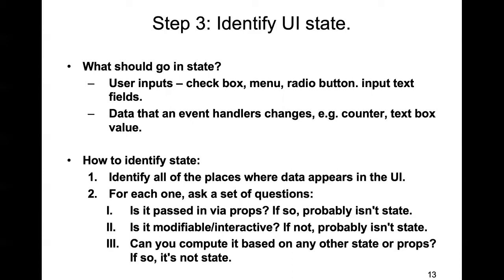The second question is the really useful one, I think. Is the particular data item that you've identified on the UI modifiable, or can the user interact with it? If the answer to that question is yes, then it is very much a candidate for UI state. The third one, I already mentioned: can the data that you've identified on the UI be computed? If it can, then it's not state.